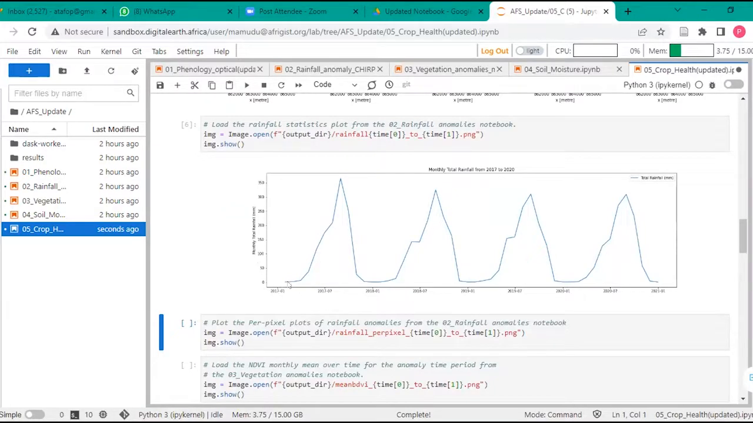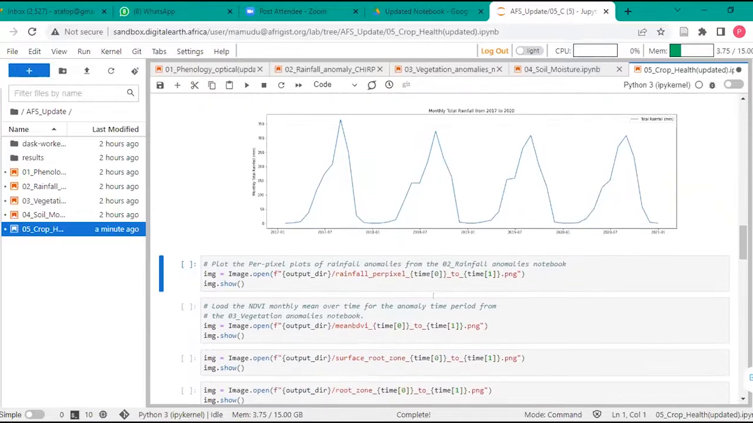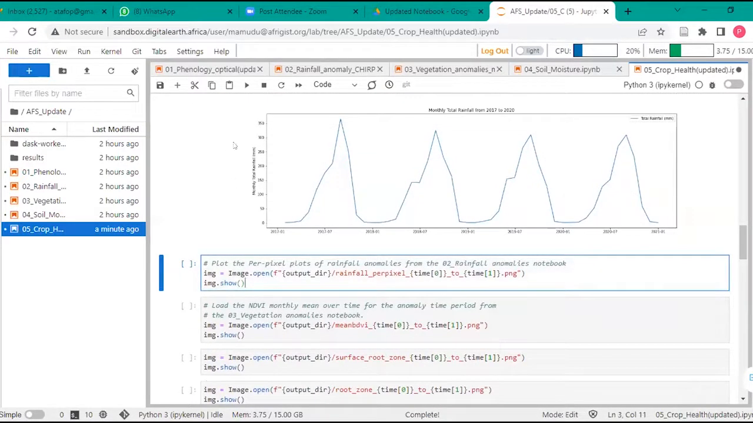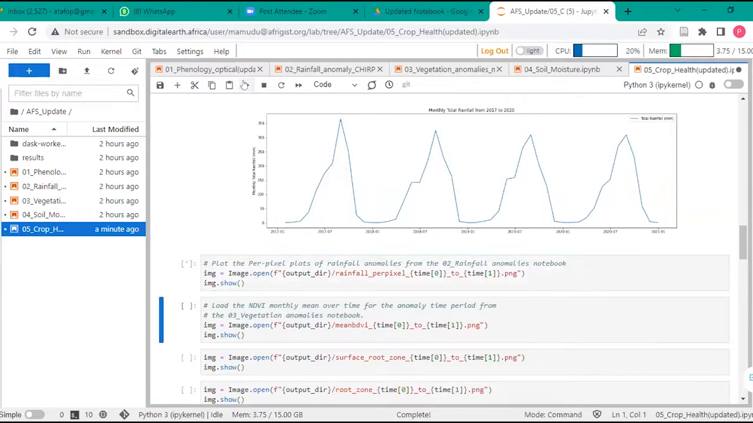And of course, you have low rainfall in the earlier months of the year, between January and about March or April. And then it starts to peak about August in the year and goes down again towards the end of the year. And this is observable across all the years, even though in 2017 there seems to be a little higher rainfall, given the height of the graph here compared to the other years. Now let's go ahead and load the per pixel rainfall anomaly analysis by running the next cell.